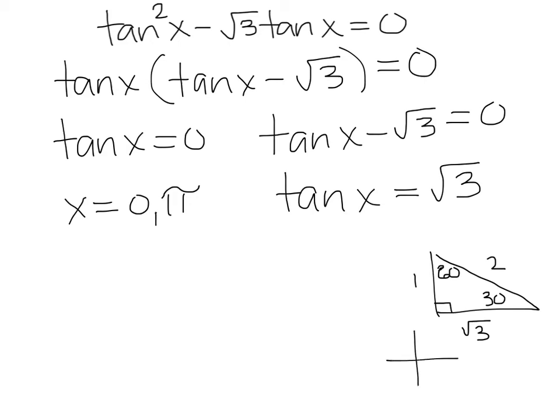So using my quadrant information, all students take calculus, tangent is positive in 1 and 3. So I need the 60-degree angle in quadrant 1 and the 60-degree angle in quadrant 3. Therefore, x is equal to pi over 3 is my quadrant 1 answer, and 60 degrees in quadrant 3 is 4 pi over 3. Therefore, this equation has four solutions: 0, pi, pi over 3, and 4 pi over 3.